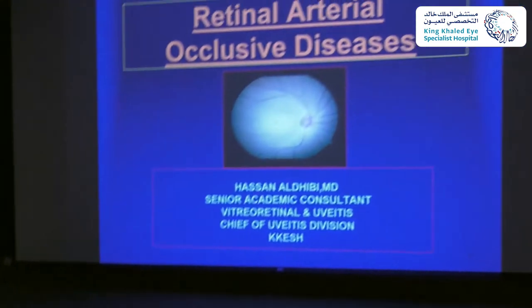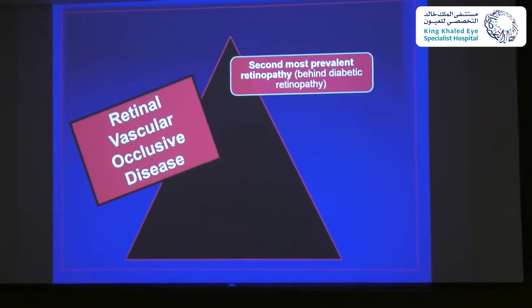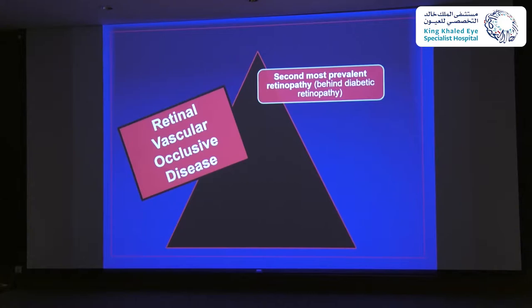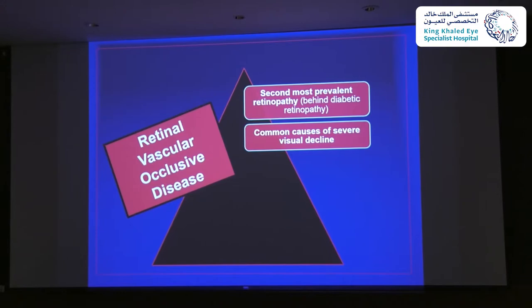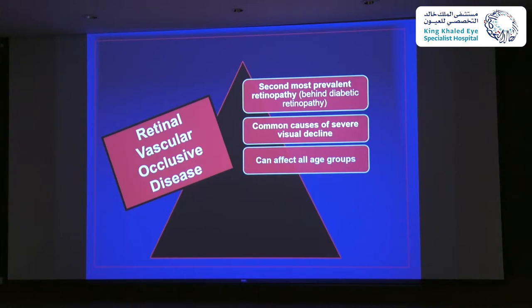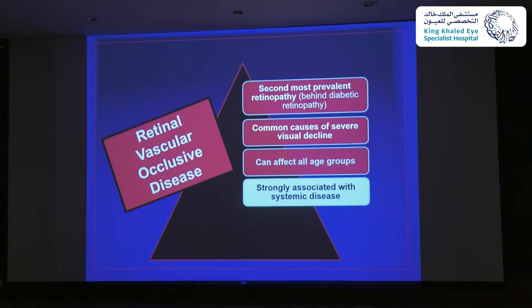Looking at the causes, arterial occlusions represent the second most prevalent retinopathy behind diabetic retinopathy. They are a common cause of severe visual decline. If there is a central retinal artery occlusion or branch retinal occlusion affecting the macula, it might result in devastating visual loss. It could affect not only elderly patients but also younger patients, and usually they are strongly associated with systemic disease.